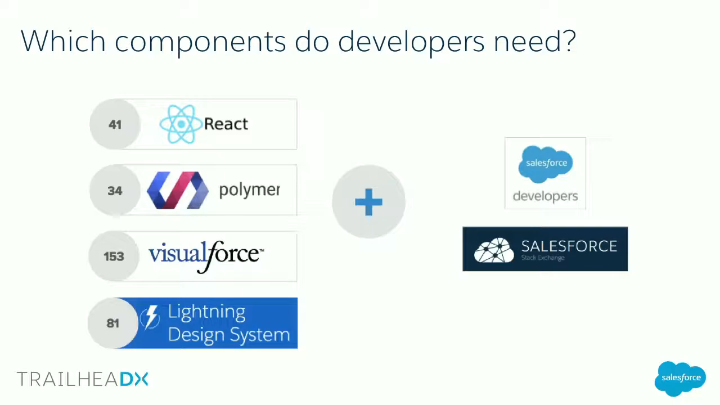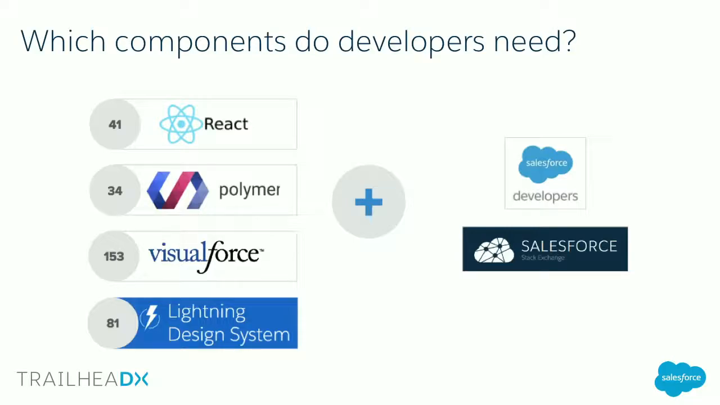We started to go out and evaluate what other frameworks were giving you. We looked at React, and React gives you about 41 base components out of the box. We looked at Polymer, and they've got 34. We looked at Visualforce, which clearly is used by a lot of you. And guess what? There's 153 of those. So there's a lot of those out there.